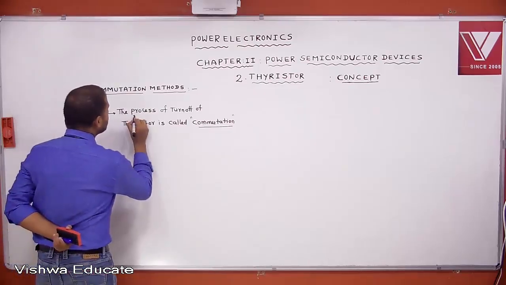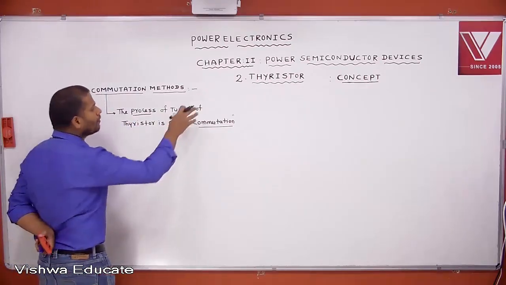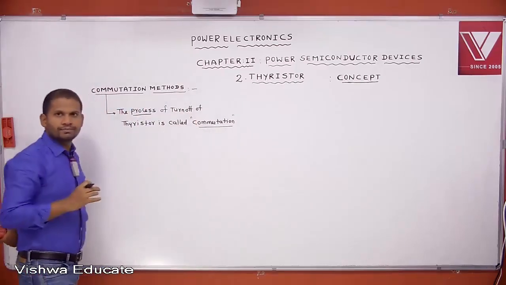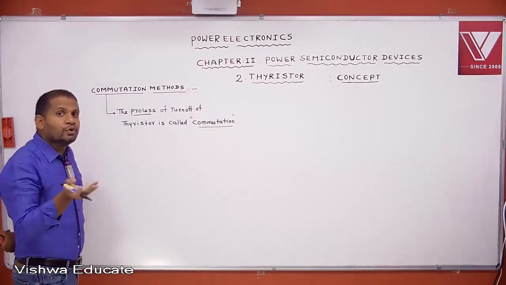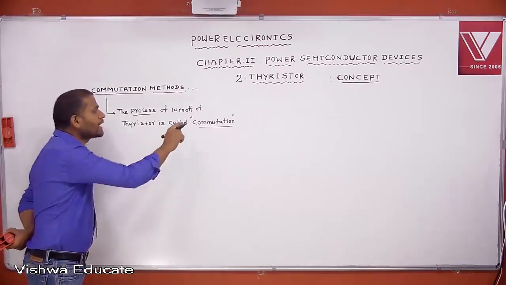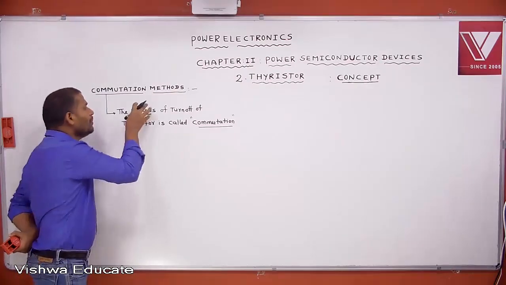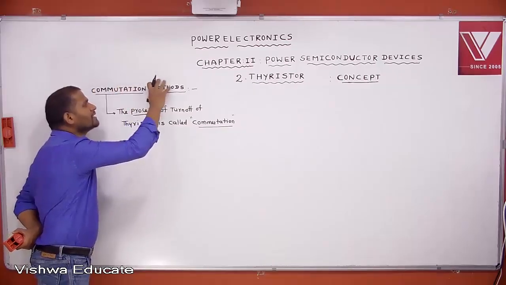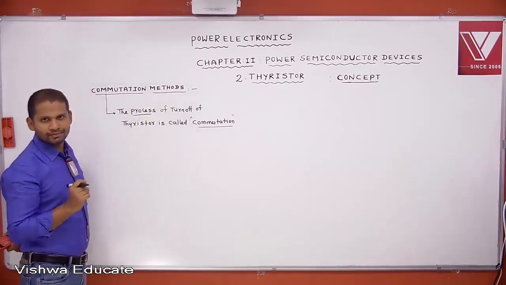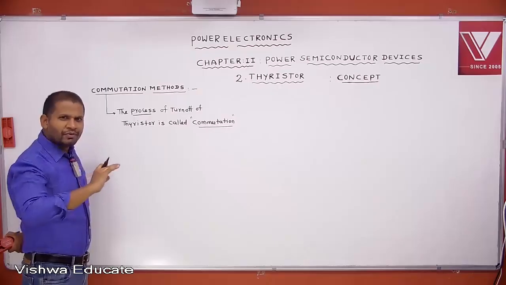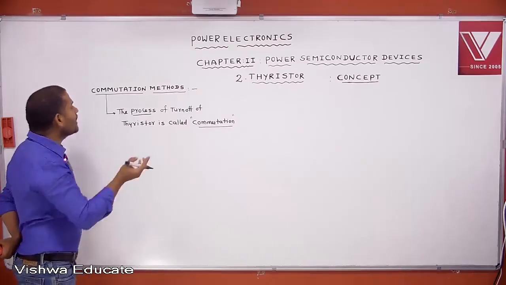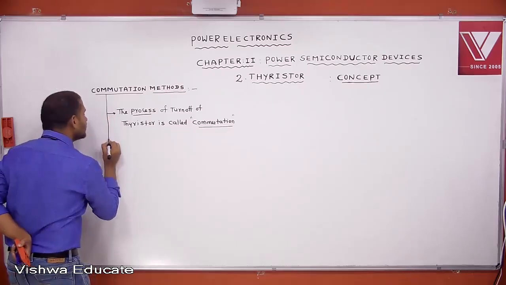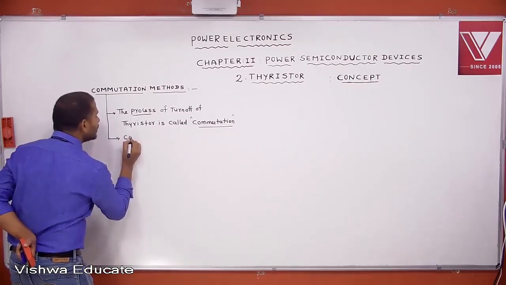Here we are using a process for turn off of thyristor. That process is nothing but a commutation. We can use a different process to turn off the thyristor. Based on the type of process we are using, the commutation methods are broadly classified into 3 types. Here I am giving a general classification.